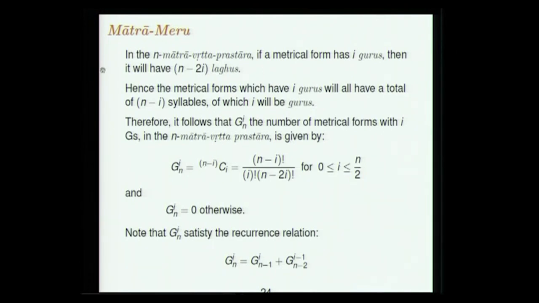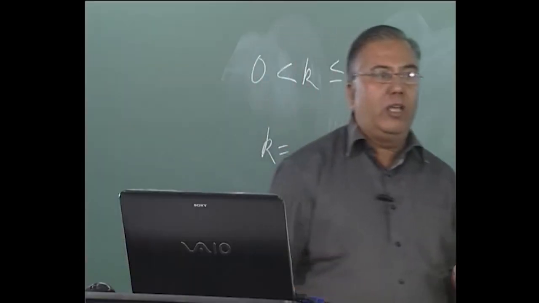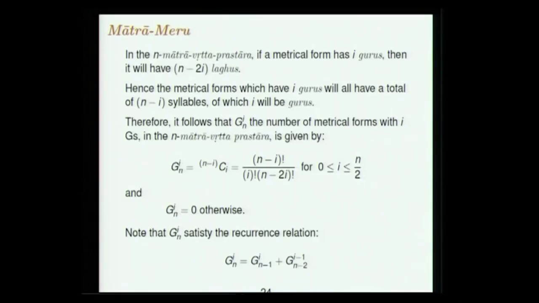So I will repeat. If you have an N matra vritta prastara, it has I gurus, then it should have N minus 2I laghus because gurus have value 2. So the total number of syllables also is fixed. It will become N minus I syllables. So you have N minus I syllables of which I will be gurus. How many possibilities are there? N minus I Ci, and this I has to be less than or equal to N by 2. If you have N matra vritta prastara, you cannot have more than N by 2 gurus. Each guru has value 2. Therefore, you have this relation.